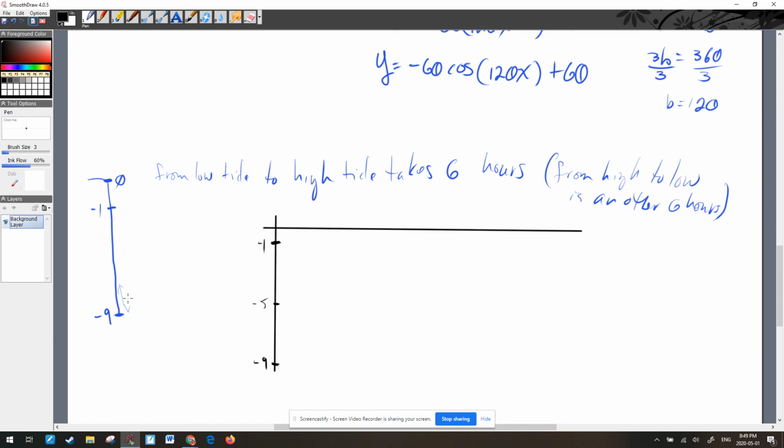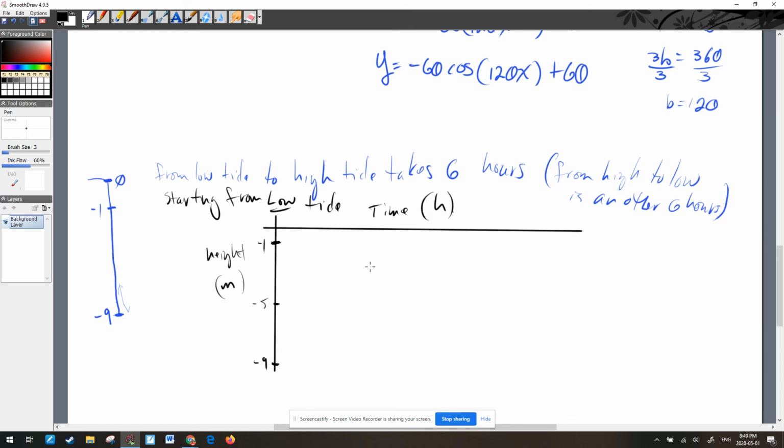Now, I guess I didn't actually stipulate it. This is starting from low tide. So my apologies if you're like, well, how do I even know? This is going to be starting from low tide. So this is height in meters again. And this axis along the top here is going to be time in hours.